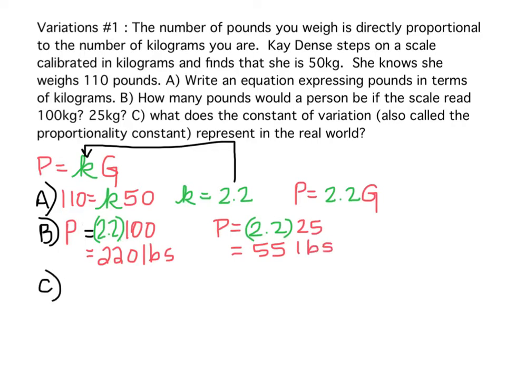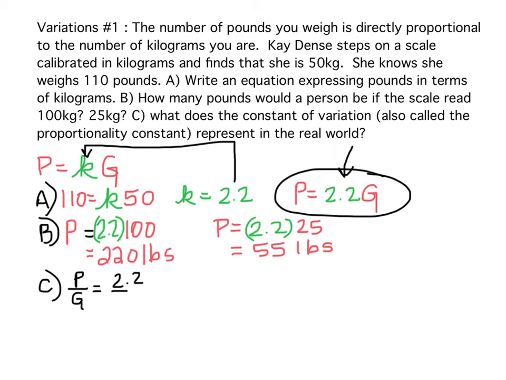C. So, what does 2.2 stand for in the real world? Well, if I solve that original equation and get the constant by itself, I would get P over G equals 2.2 over 1. So what it stands for is 2.2 pounds per kilogram.